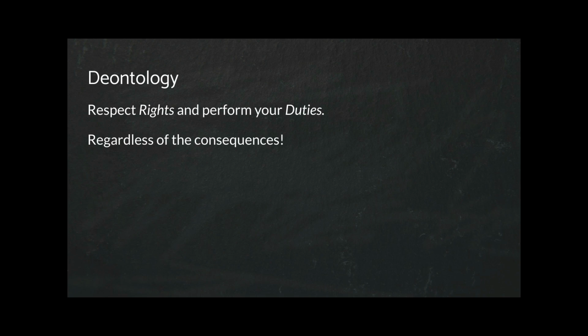So we've got this new normative ethical theory called deontology, which says, look, to determine whether something is right or wrong, you look not at what the consequences of the action are, or even the intended consequences, but instead you have to make sure to respect the rights of other people and to perform your duties, regardless of what the consequences are. So just to get this in perspective, let's see how deontology differs from consequentialism.